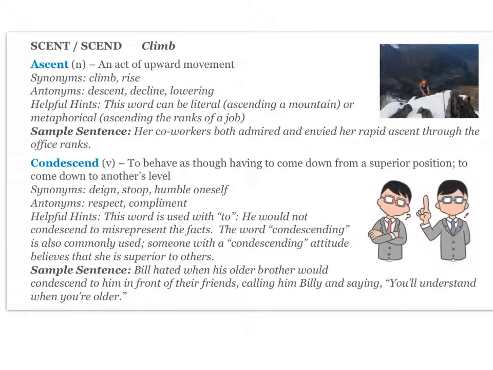Ascent is upward movement. I will also add here for you the verb form is to ascend. So you could say that this person over here is making an ascent to the top of the mountain, or he is ascending the slope. The helpful hint tells you that it can be literal or metaphorical, so you can ascend a mountain or you can ascend the ranks of a job. And the sample sentence is about an ascent through the office ranks.